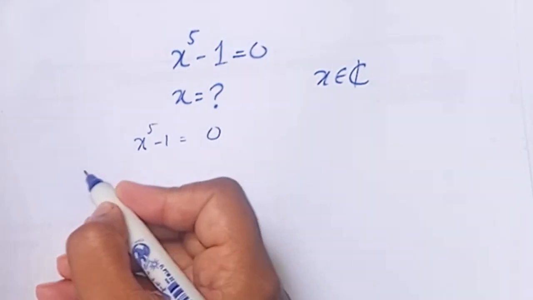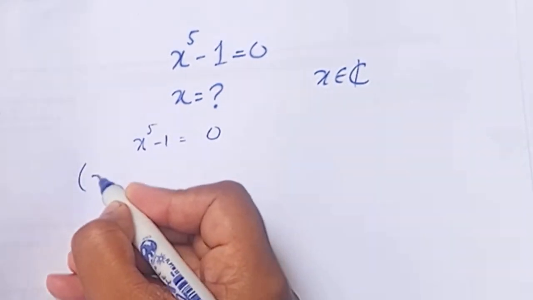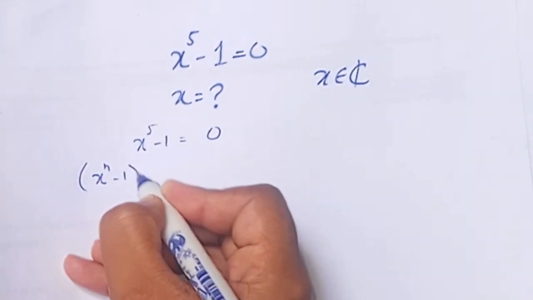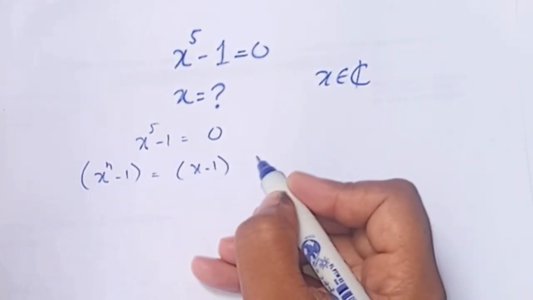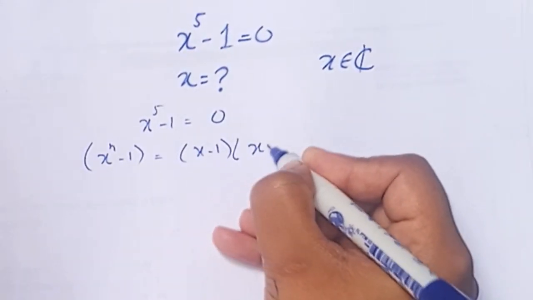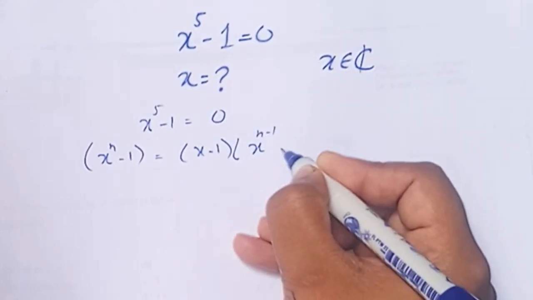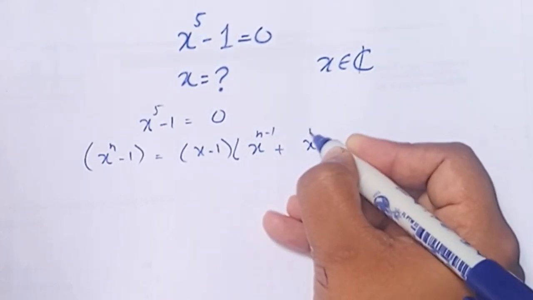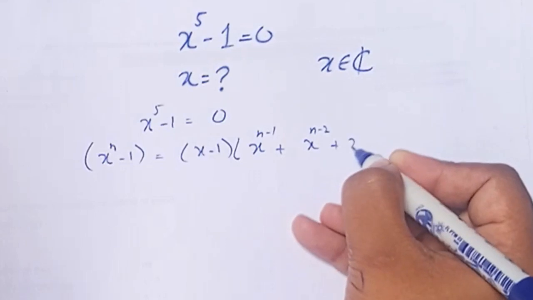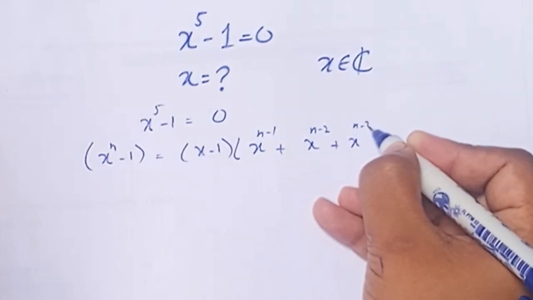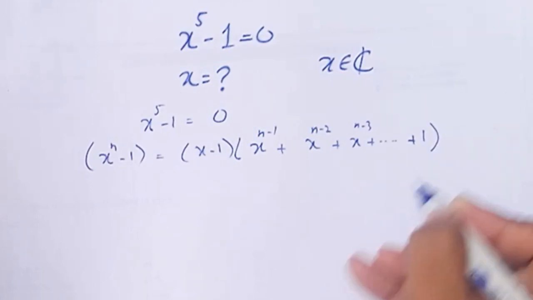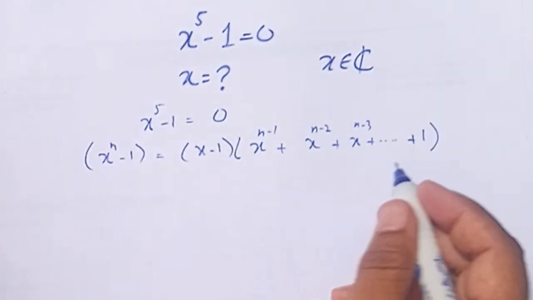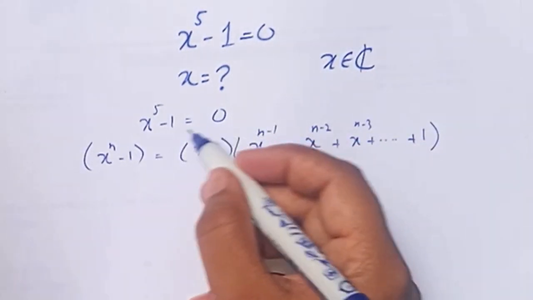And here we use the identity, which is x raised to the power n minus 1 is equal to x minus 1 multiplied by (x raised to the power n minus 1 plus x raised to the power n minus 2 plus x raised to the power n minus 3 plus, and so on, up to plus 1). So we use this identity in this equation.